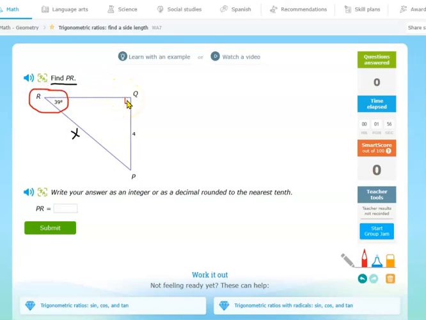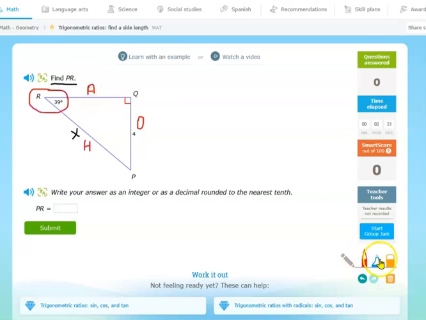Then I'm going to label my H, O, and A. H stands for hypotenuse. The hypotenuse is always across from the 90-degree angle, so I'm going to put an H right here. Then we do opposite. Opposite is always across from the reference angle. And then lastly, we have adjacent. Adjacent is just right next to the reference angle.